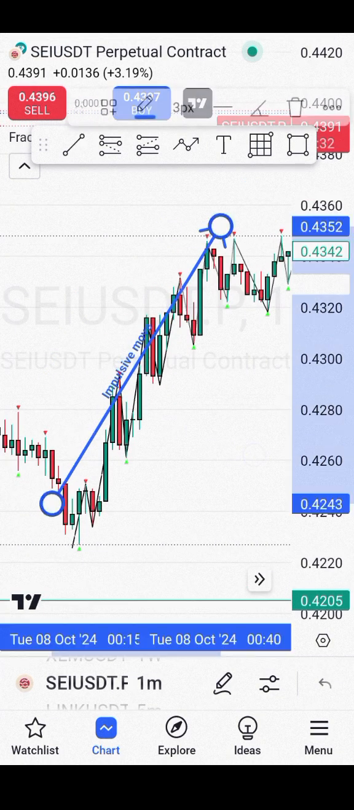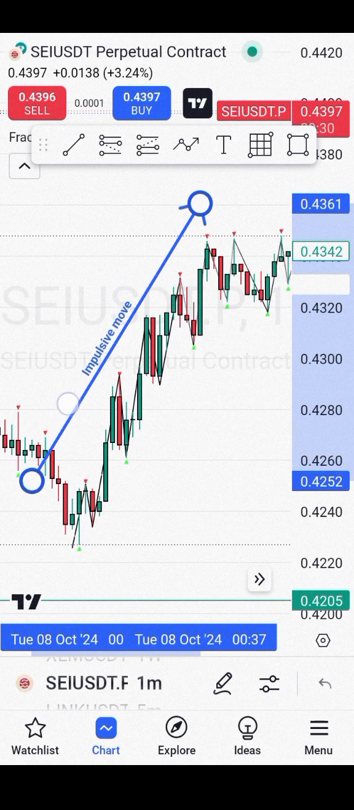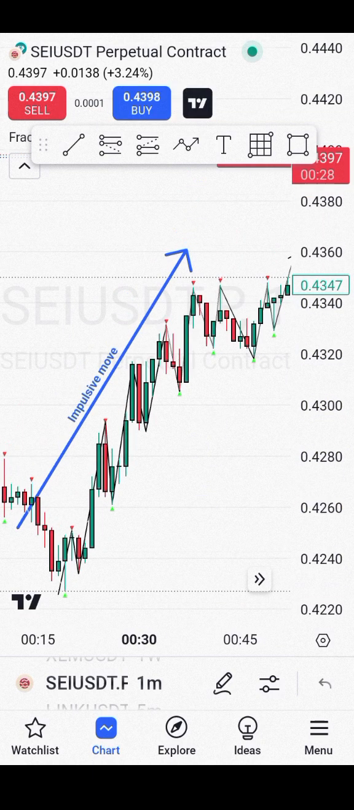In the next video you'll see how to mark impulsive move in a downtrend. So this is impulsive move in an uptrend. See you in the next video.